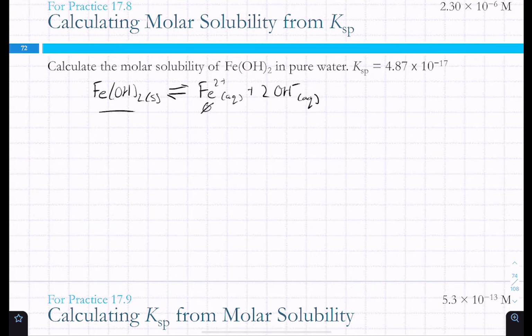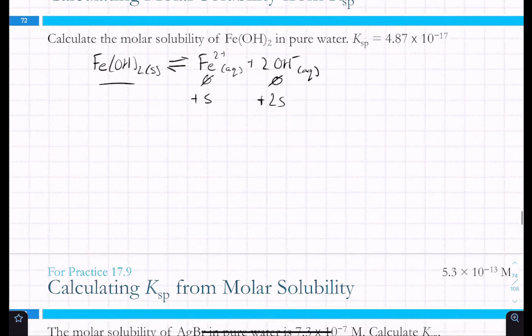All right, these are going to start out as 0, and then this is going to be plus S. And then for our hydroxide, what is that going to be? Plus 2S. So of course then that's our change is plus S and plus 2S. At equilibrium we'll have S and we'll have 2S.